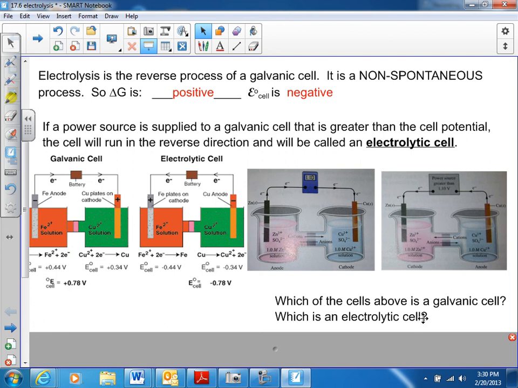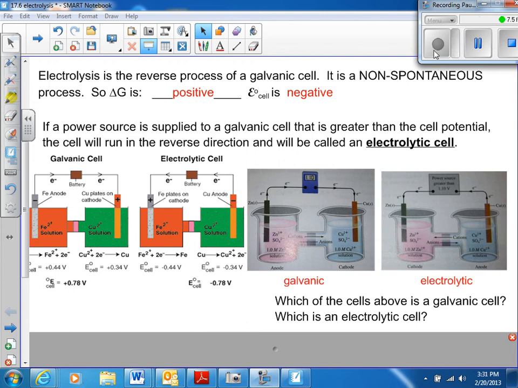Okay, so we have two cells here. One of them is galvanic and one is electrolytic, and they're kind of hard to see. But if you look at the zinc and the copper, we see we're going in this direction over here, and the voltage is 1.1, and over here we have a power source that's applying a voltage of 1.1. So pause and write in what you think, and I'm going to write it on here myself.